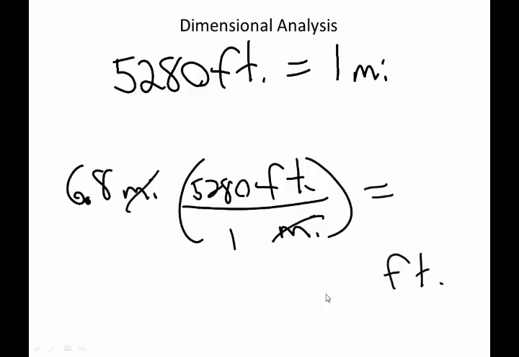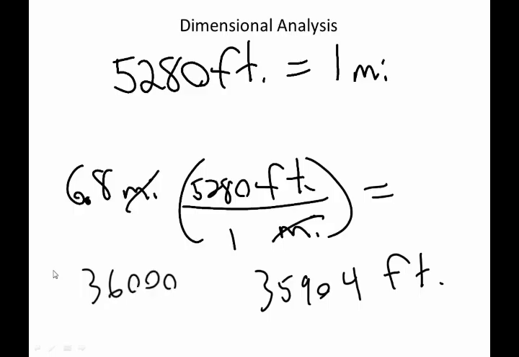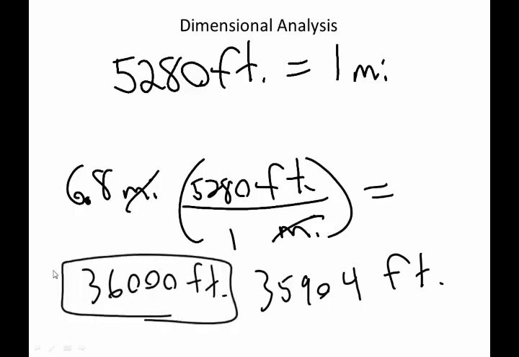And if I take 5,280 times 6.8, I get 35,904. How many significant figures should I have here? Hopefully you said 2. This is, again, unlimited because these are both English units. So this is just going to be 2. So this is going to be 36,000 feet. There we go.